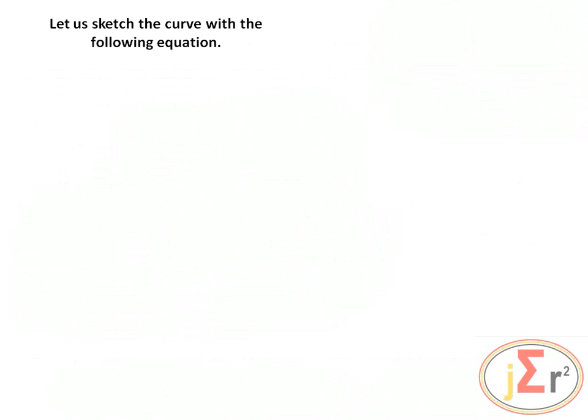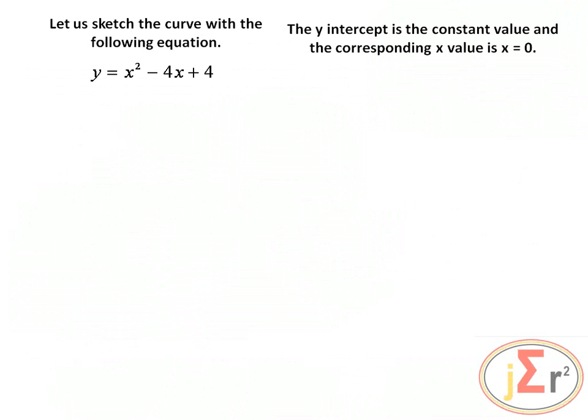Let us sketch the curve with the following equation: x squared minus 4x plus 4. A very interesting curve indeed. The y-intercept is a constant value and the corresponding x value is x is equal to 0. So the point, which is the y-intercept, will have coordinates 0, 4.